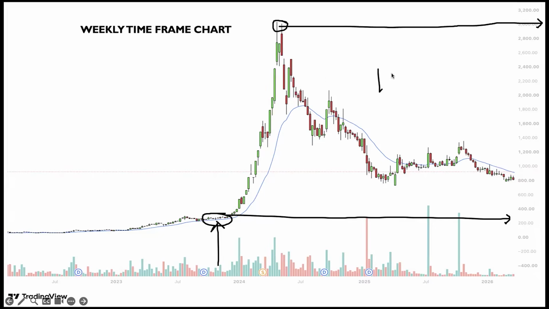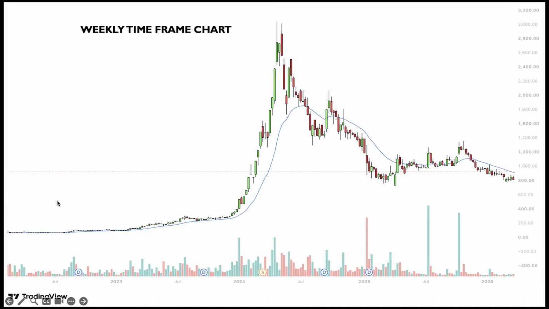So it made almost 10 times this stock. That means anybody who invested 1 lakh rupees somewhere here at the end of 2023 made 10 times. But after that, what happened? After that, it started falling from mid 2024 till the beginning of 2026. Still it is trading here. More than 50% of capital eroded for the person who bought at the top.